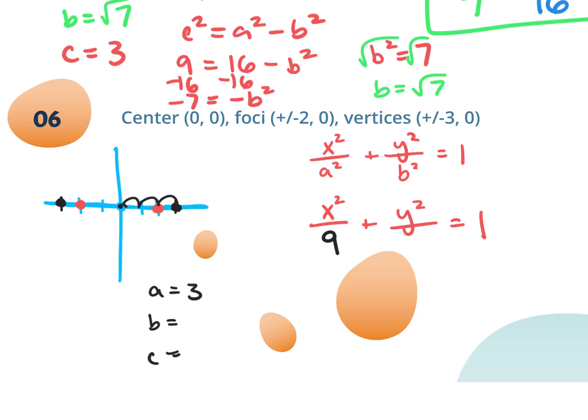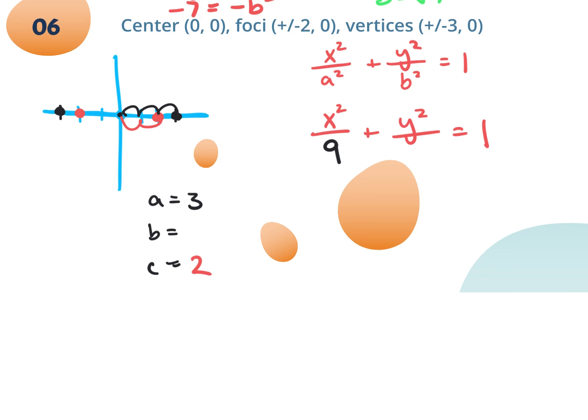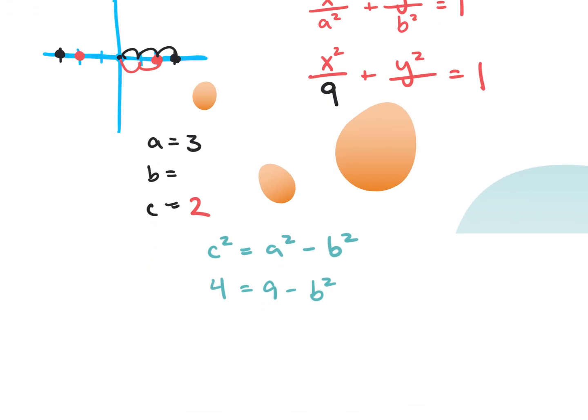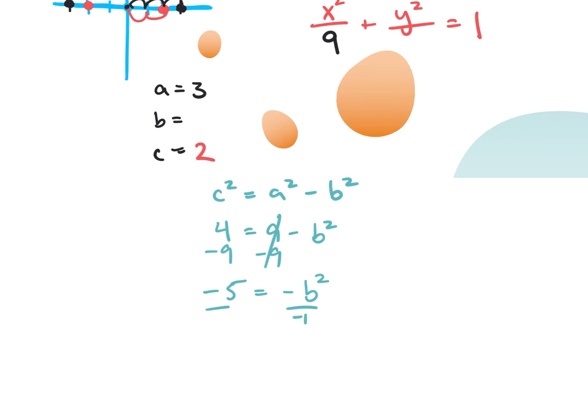We know C, because it says our foci are plus or minus 2, 0. So our foci would be 2. So C is 2. How would we find B? C squared equals A squared minus B squared. So C squared would be 4 equals A squared is 9 minus B squared. Subtract 9 on both sides. So we get negative 5 equals negative B squared. Divide by negative 1. So 5 equals B squared.